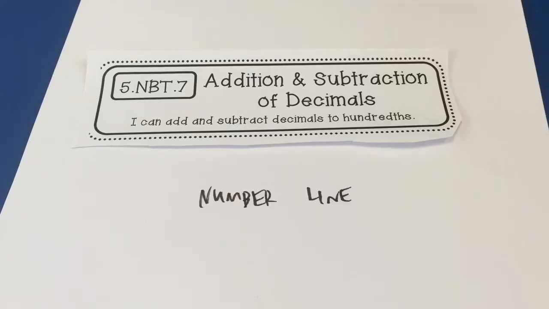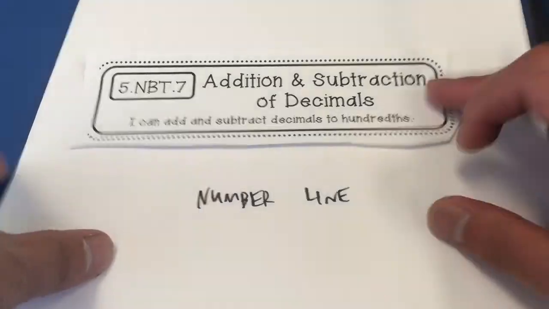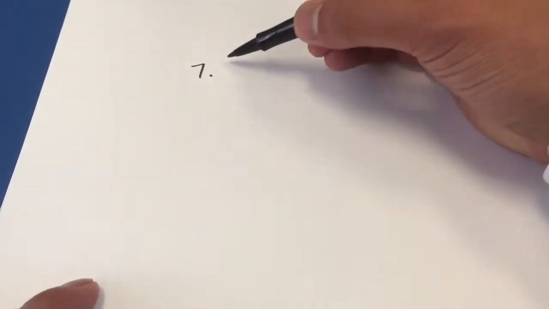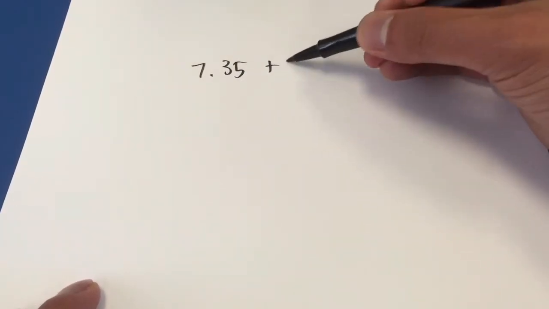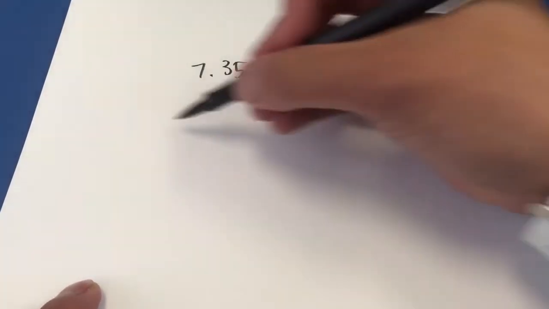Okay guys, so today we're talking decimals and I want you to be able to add and subtract decimals using a number line. So let's start with an example. Let's say that I have 7 and 35 hundredths and I'm adding 4 and 26 hundredths.